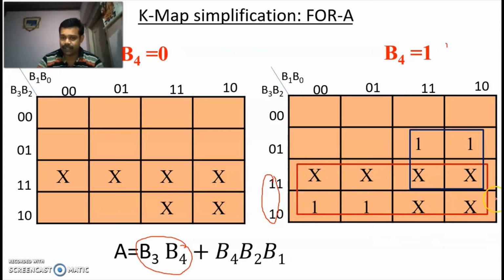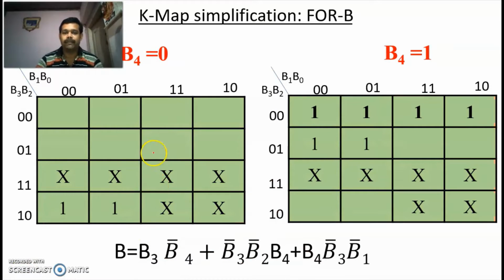Because this group is present only in this map, you have to consider B4. So we have considered B4, and the expression for this group is B3. Similarly, for this group the expression is B2, B1, and it is present only in the first map, so you have to consider B4 bar. So B3 B4 plus B4 bar B2 B1.